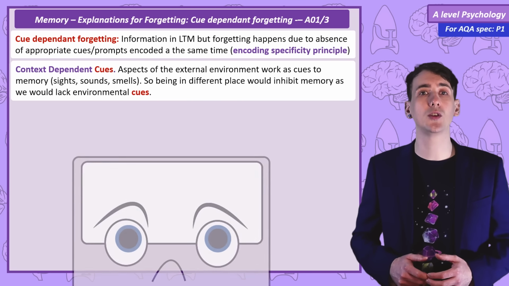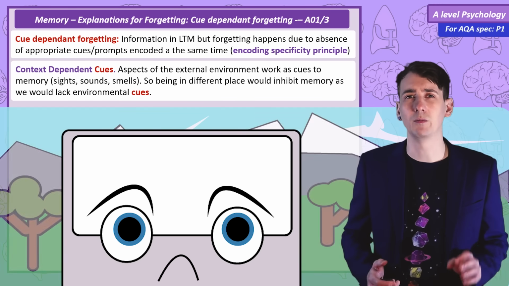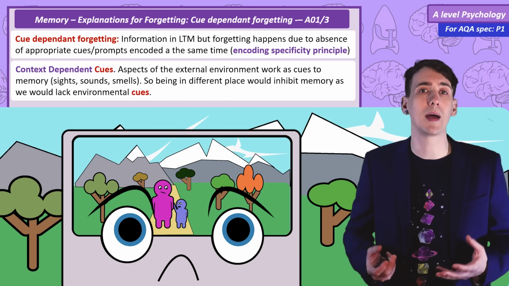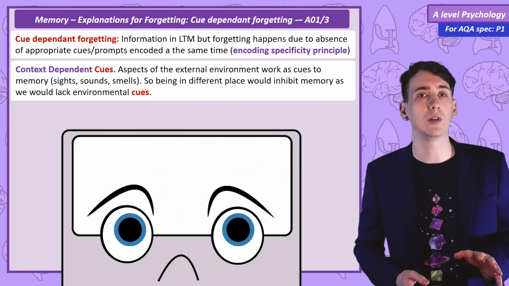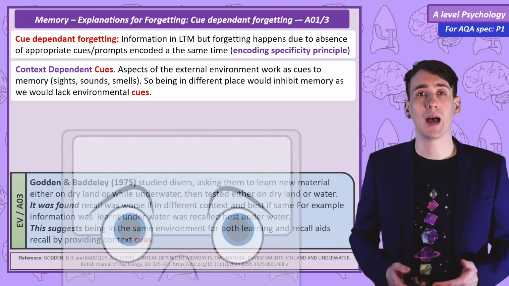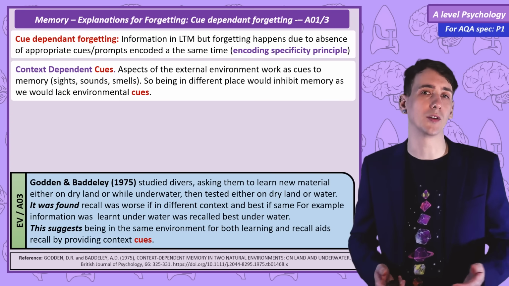Context-dependent cues are the cues we get from the external environment. Familiar sights and sounds can trigger memories. An absence of those retrieval cues can make recall more difficult and inhibit memory. A study that demonstrated this effect was by Godden and Baddeley.